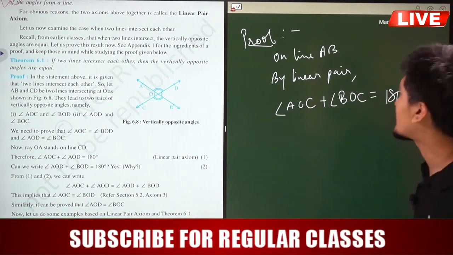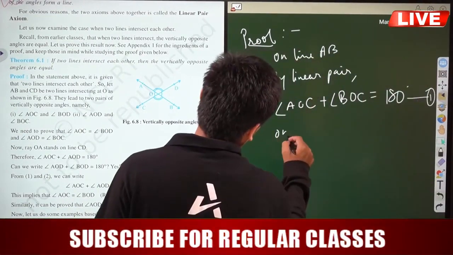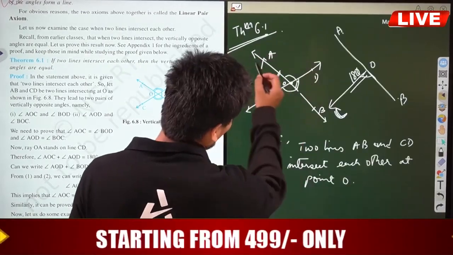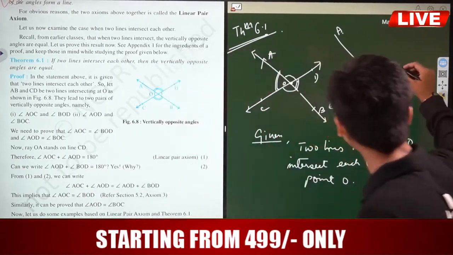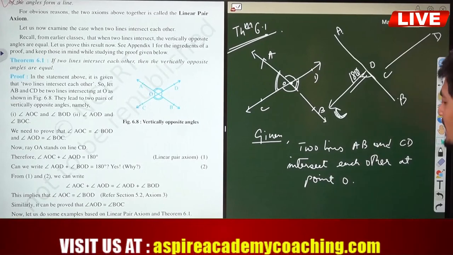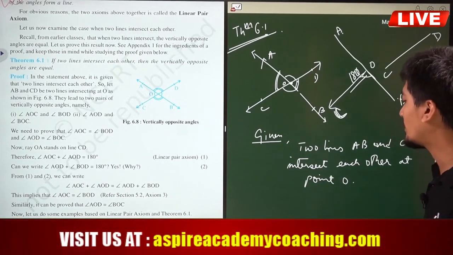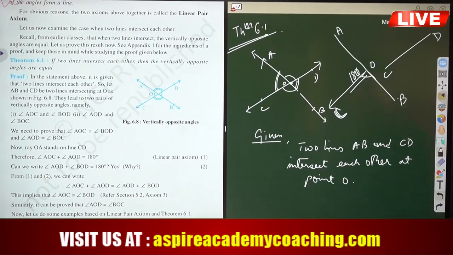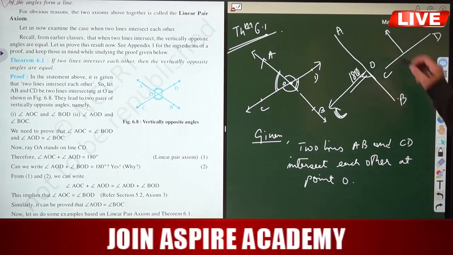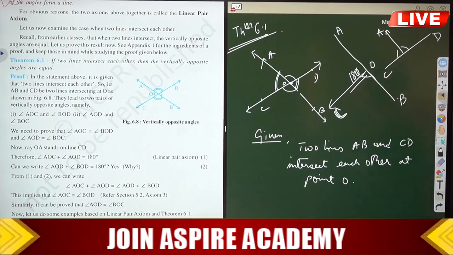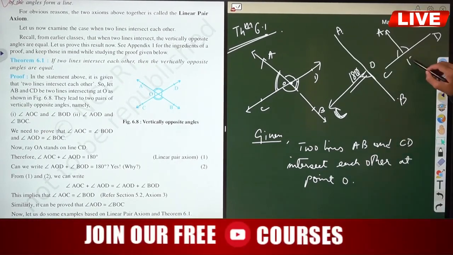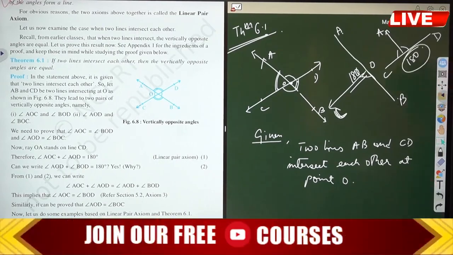Next, again, on line CD. Now, CD is the line. By linear pair, what can we do? If I take this ray, this angle and this angle are adjacent angles, and CD makes a line which is equal to 180 degrees.